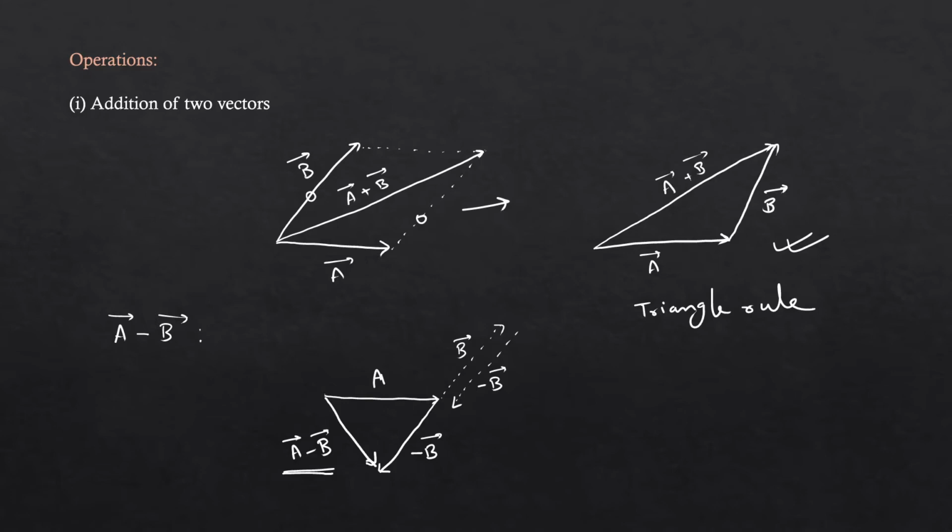So the next one is the multiplication of a vector by a scalar quantity. Let's say you are given a vector A and you want to multiply it by some factor. So let me draw a vector A here. This is vector A, and I want to multiply it by 2.